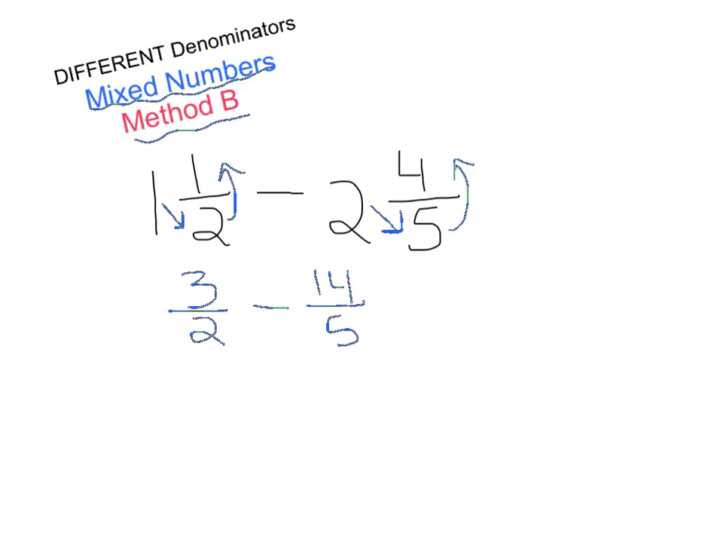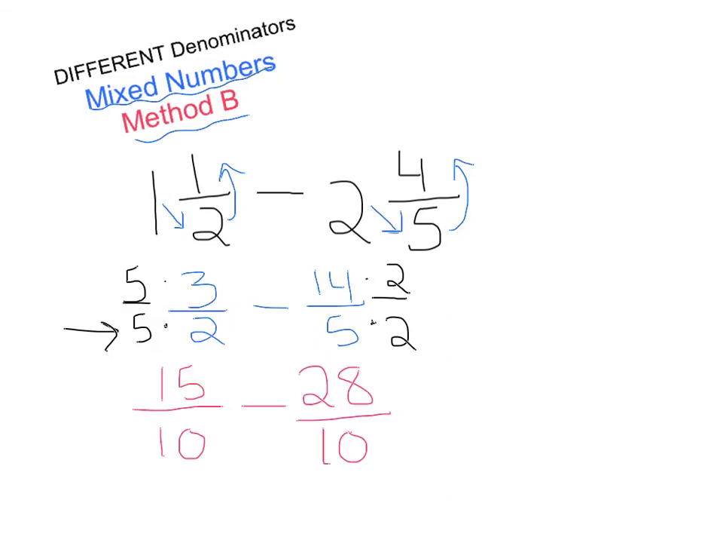We need to get a common denominator. Both 2 and 5 go evenly into 10. So I'm going to multiply my 2 by 5 to get 10, and my 5 by 2 to get 10, and then what you do to the denominator you must also do to the numerator. So we now have 15 over 10 minus 28 over 10, and we can subtract the numerators. So 15 minus 28, you should recognize that you will get a negative number.